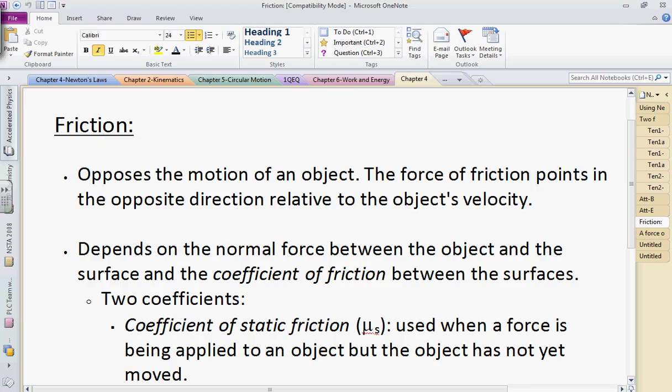Alright guys, so let's talk a little bit about friction. I know most of the course we've been ignoring its existence as much as possible, but now we're going to have to learn how to deal with it, at least at a very basic level.